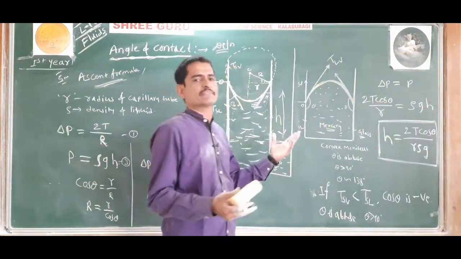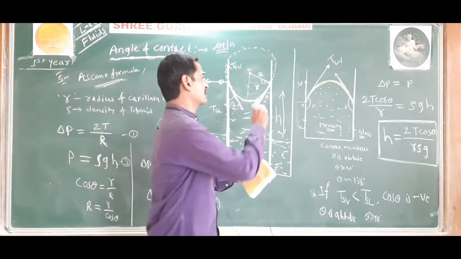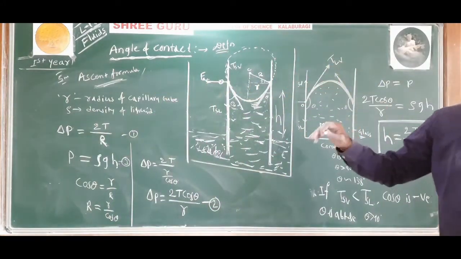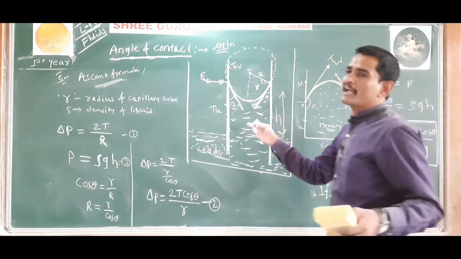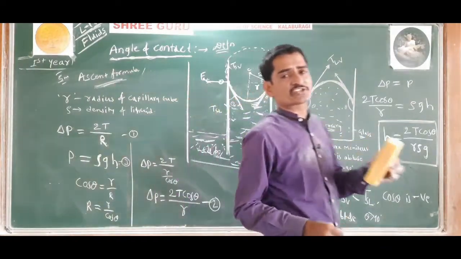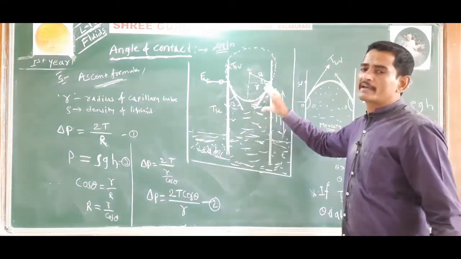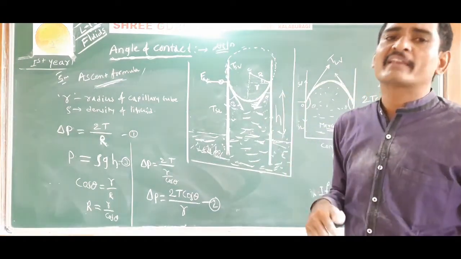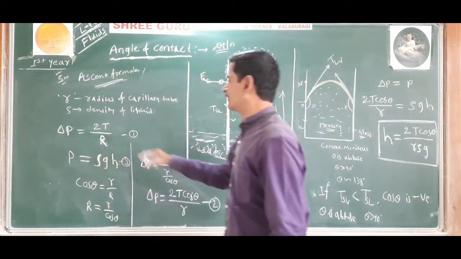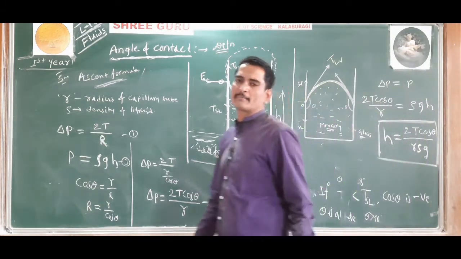Then also, the main point here is the excess of pressure due to the curved surface. Whenever the free surface of the liquid is curved, there will be excess of pressure. That excess of pressure is equal to the hydrostatic pressure inside the capillary tube. The hydrostatic pressure generated due to the rise or fall of the liquid inside the capillary tube will be equal to the excess of pressure. So if you equate those two equations, we will get the height of the liquid inside the capillary tube.